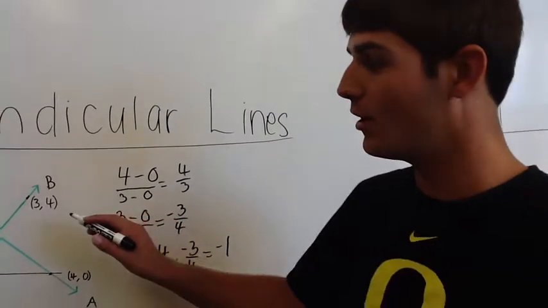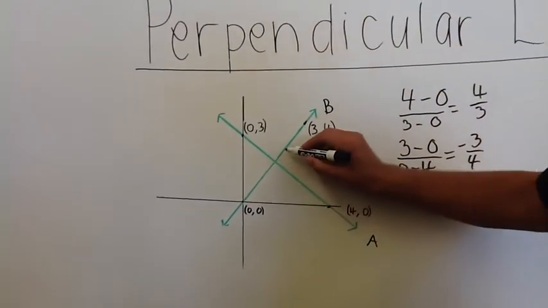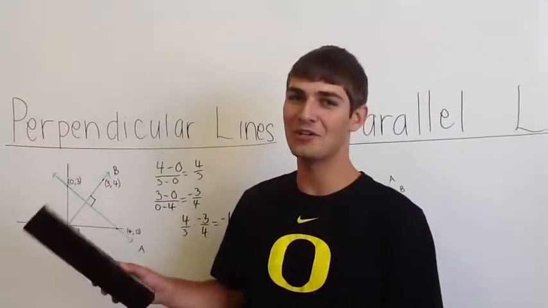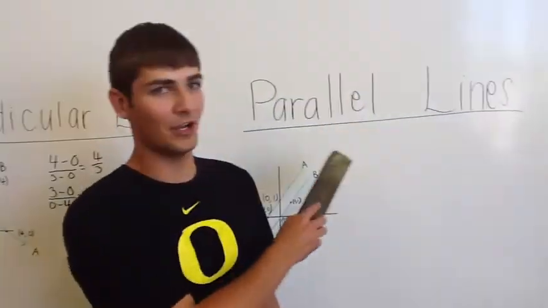Perpendicular lines are also noted by making a square on the lines to show that they're 90 degrees. So now we know about perpendicular and parallel lines.